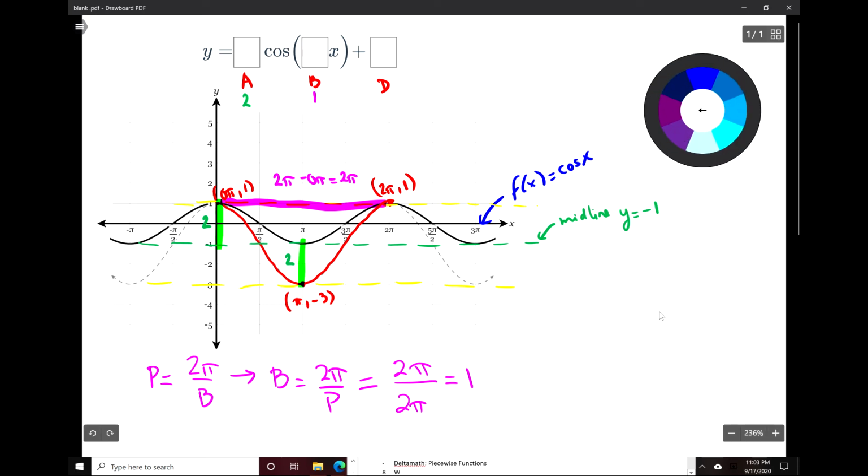And then next, we were looking for d, and d is the midline, and we already have it. y equals -1, so d is -1.